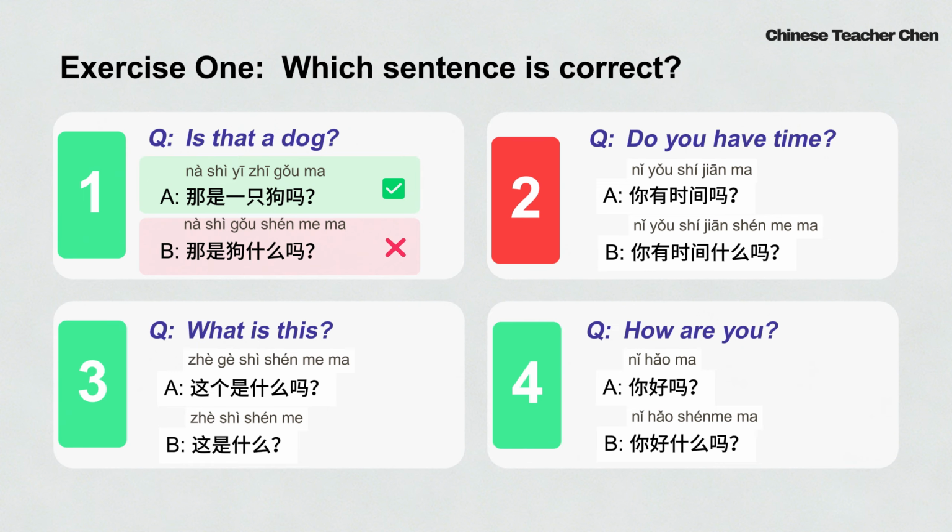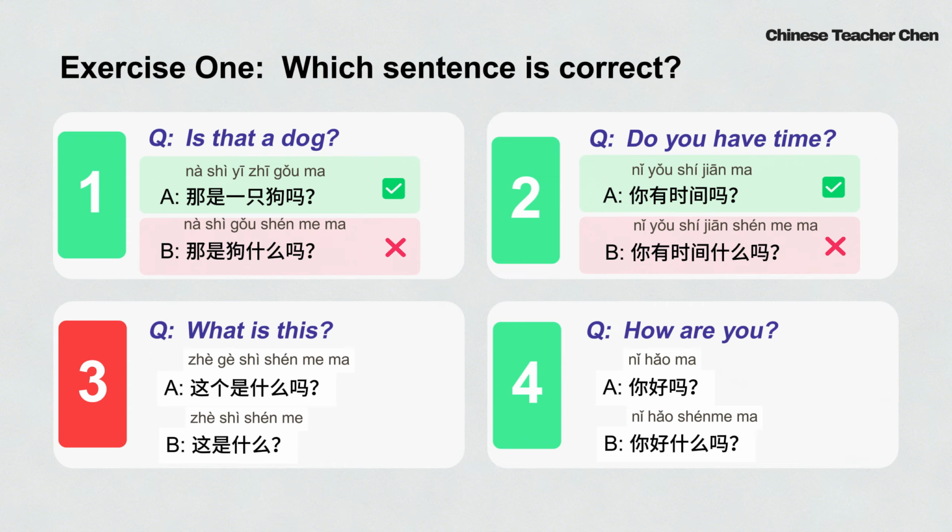Question 2. You want to ask, do you have time? A. 你有时间吗? B. 你有时间什么吗? The answer is A. Same reason. Do you have time is also a yes-no question. We only use 吗. No extra question words needed.